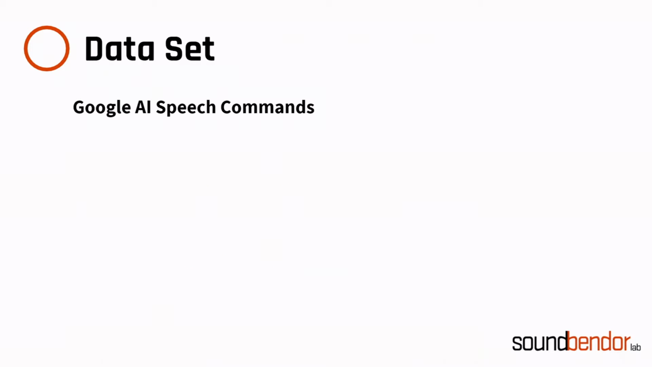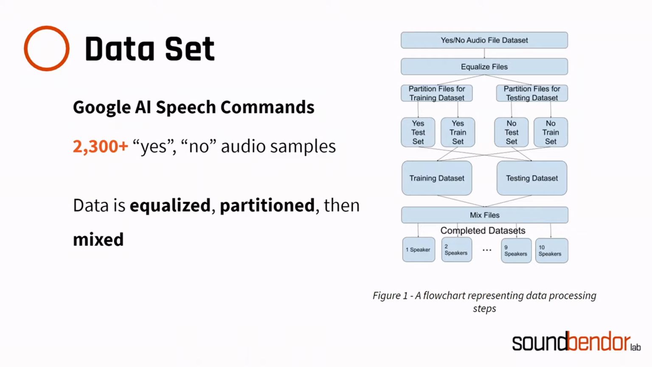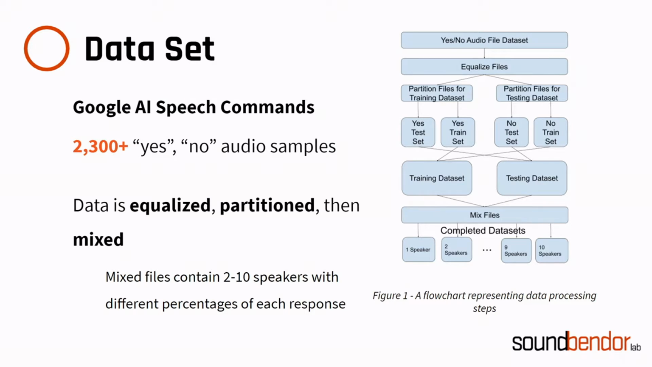We use the Google AI Speech Command dataset for our audio samples. It contains over 2,300 one-second audio samples of individuals saying either yes or no. The samples are then equalized, partitioned into training and testing groups, and then mixed to create files containing 2 to 10 speakers with various percentages of each response.